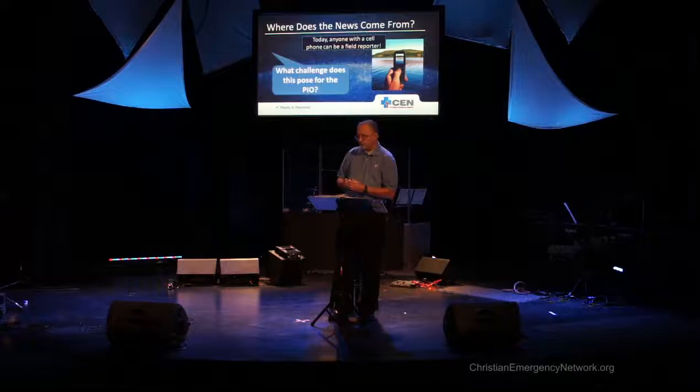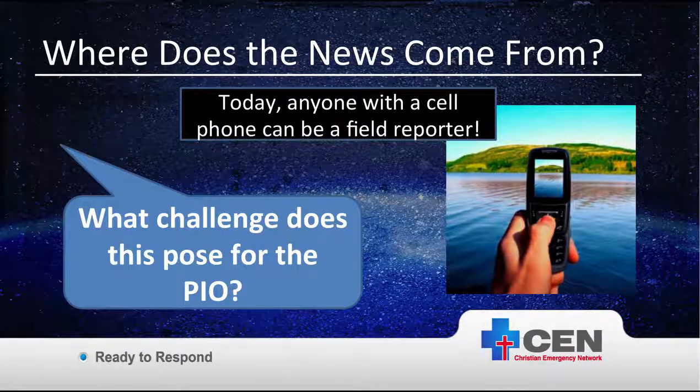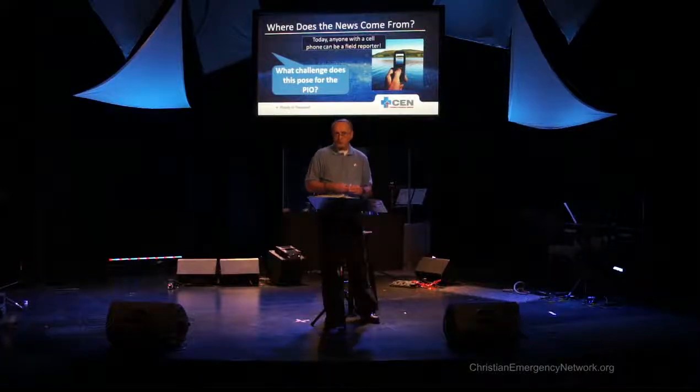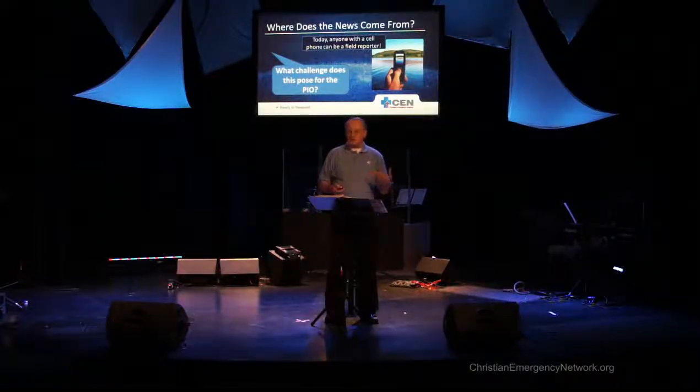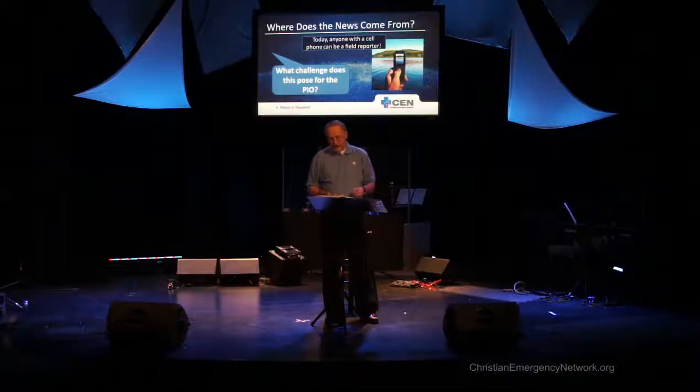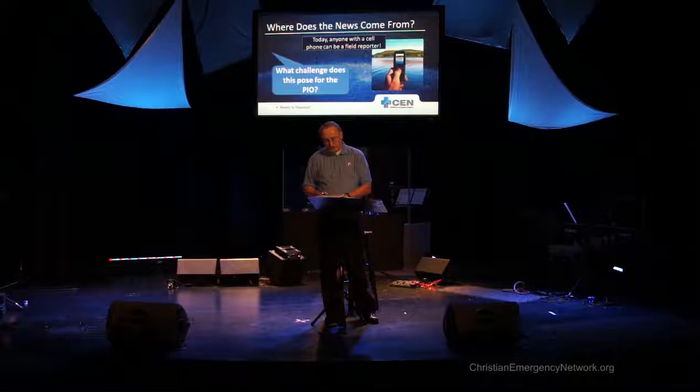So where does the news come from? Today, anyone with a cell phone that takes pictures can become a reporter. All you have to do is watch the evening news at any given time of the week. If there's an accident on the freeway, reporters can't get out to those accidents very quickly, but a person with a cell phone who is traveling on the freeway can collect video and get that over to a news organization very, very quickly. So what is the challenge for the PIO as a result of this?